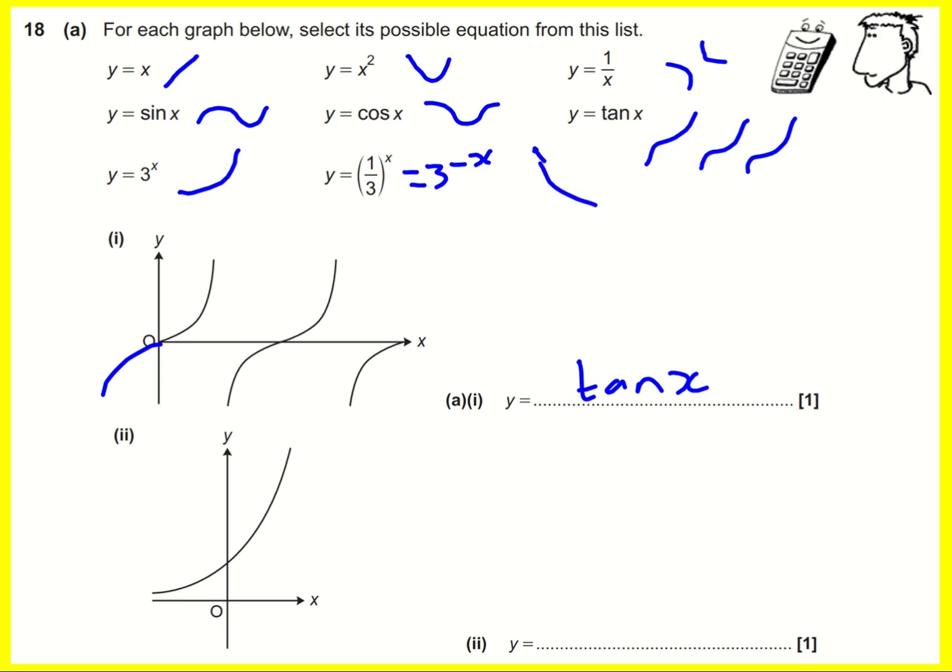So those are ones to try and get your heads around and learn. So I've done tan x, and then I've done this one as well. So this one's going to be y is equal to 3 to the x.